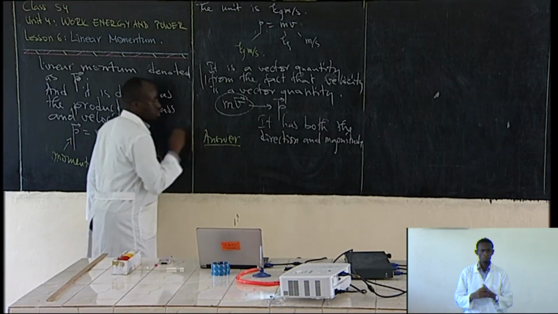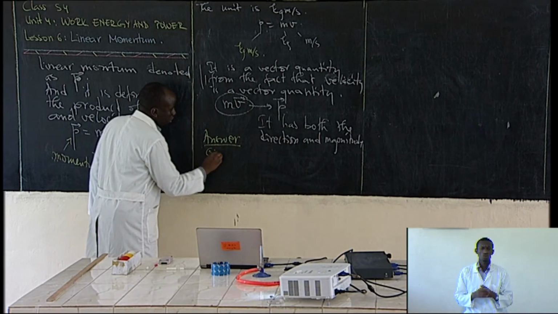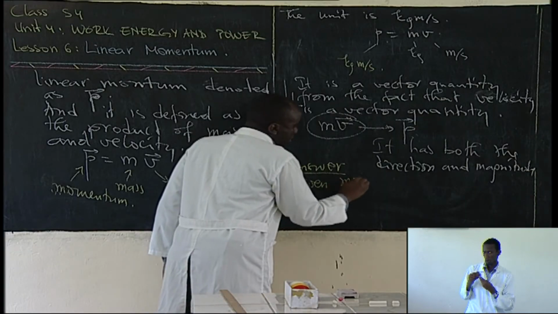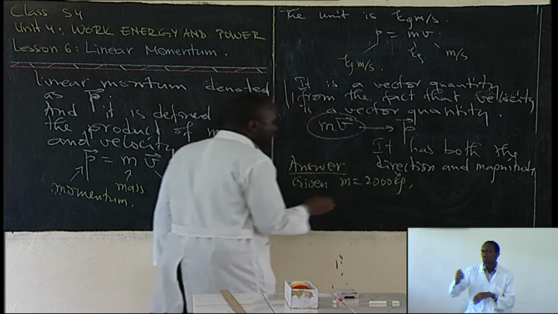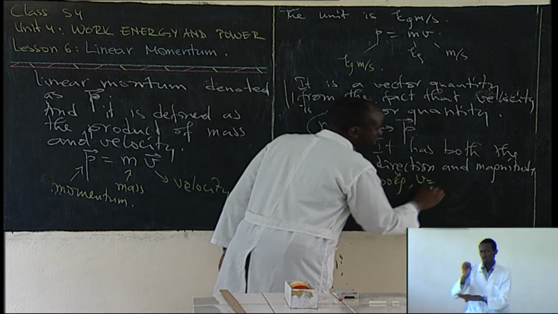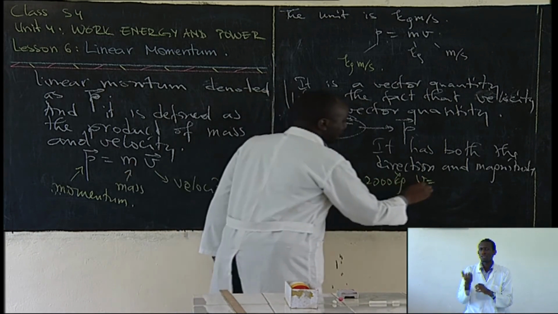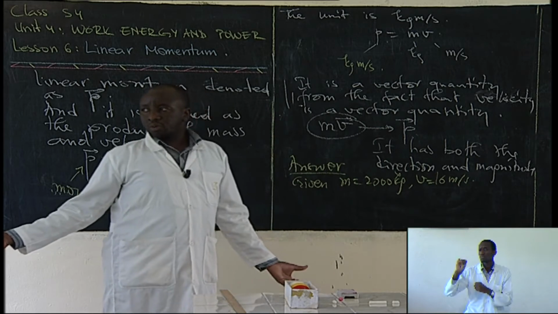To answer this, I want you to just take the given. Here we have the mass. The mass is 2,000 kilogram. And another thing that we have is the speed, the velocity. The velocity is 16 meters per second. And then students, what are we going to do now?